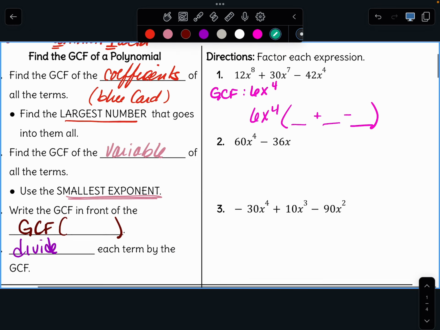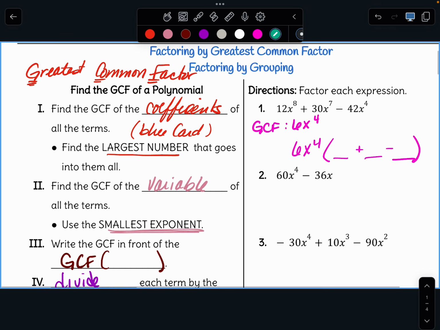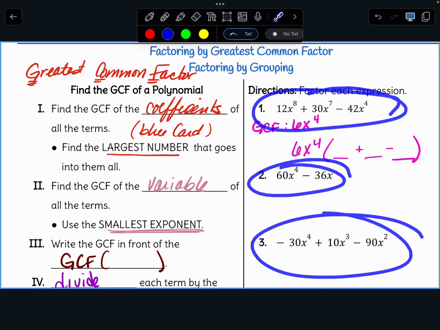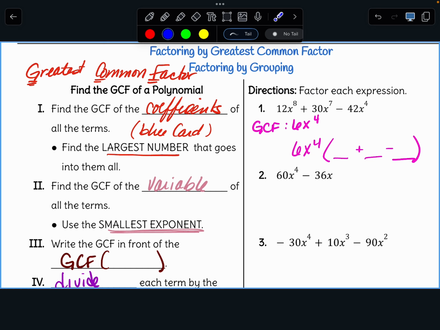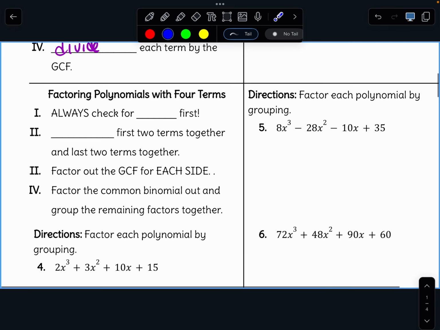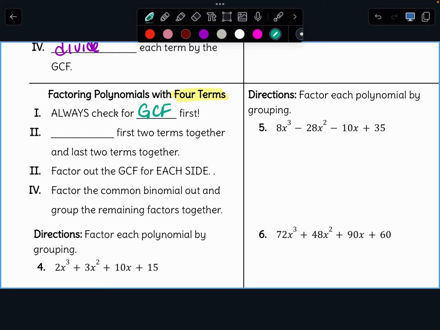So this is how we start with anything. Doesn't matter how many terms. The examples here have 3, 2, and 3. I could have 4, I could have 6, it doesn't matter. Every time, the first thing you should look for is a GCF because it makes all the rest of it a simpler process.